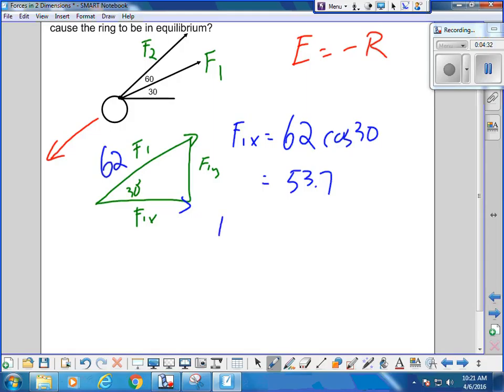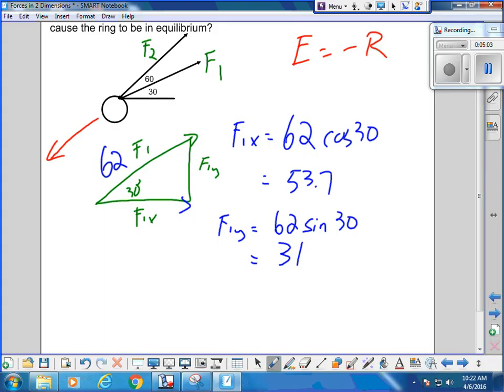Then F1y is going to be opposite, so that's going to be 62 sine 30, right? Positive or negative, Nate? Yep, up, so positive. Okay, so that's our F1x and our F1y.